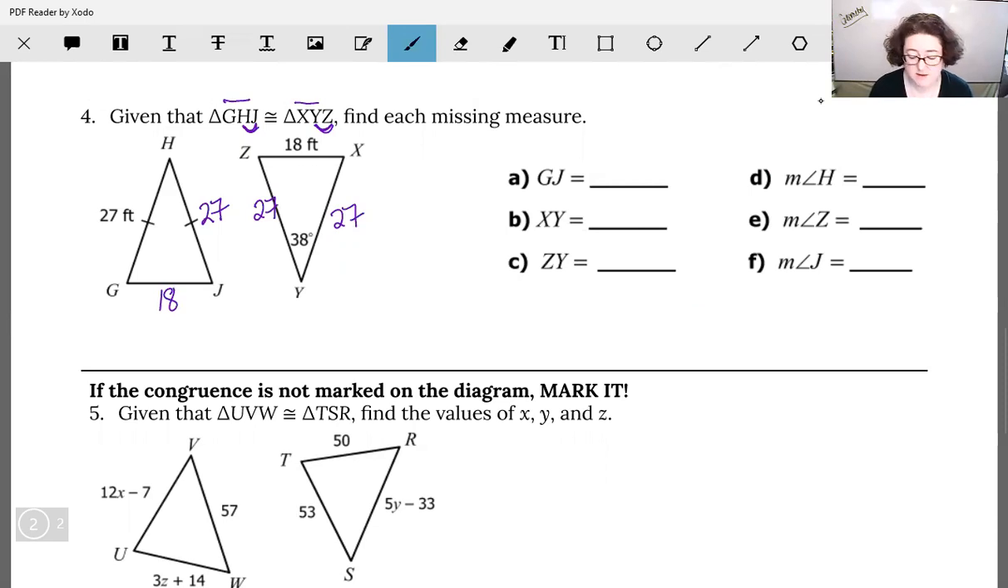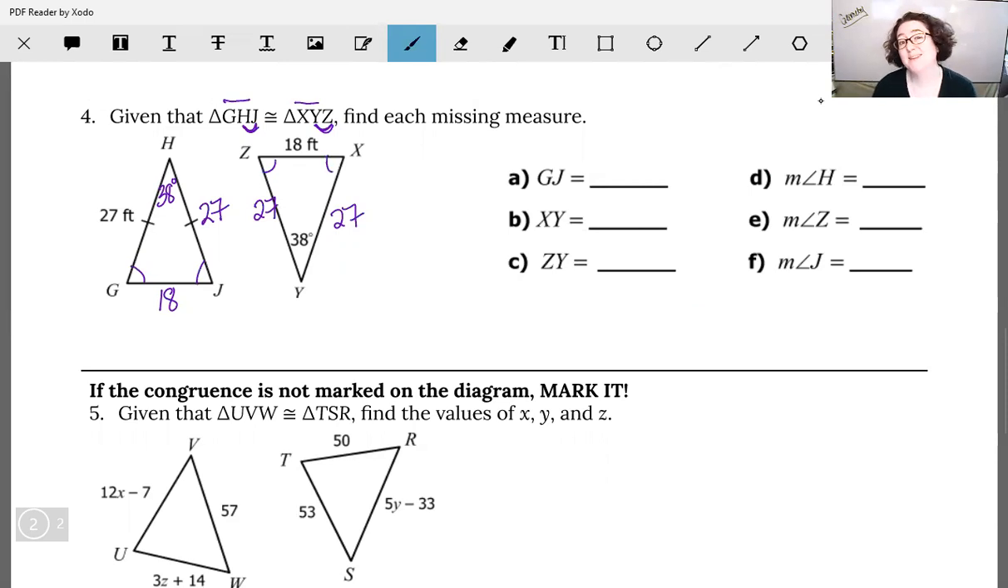I also have an angle in there. So angle Y, same place as angle H, so that's 38 degrees. And then we can go ahead and find our leftovers. Because these are isosceles triangles, I know the 2 base angles have to be congruent to each other.